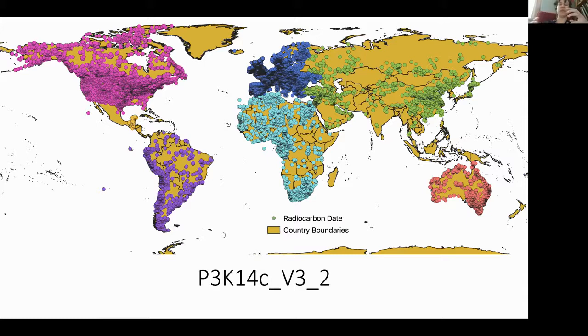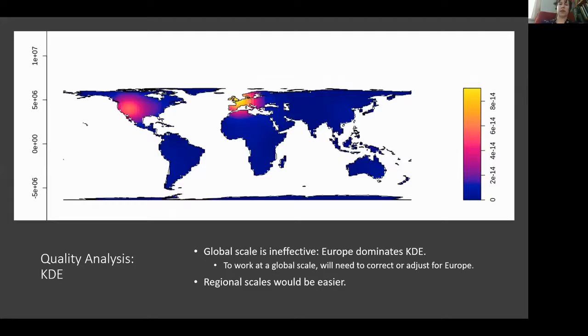This is a laborious process, and now that we've gotten this, the next step is essentially to construct some form of quality analyses to see at what accuracy we can actually analyze these data. And because we have a global data set, we started from a global scale. So this is a kernel density model. It's constructed using the default kernel density radius that Mark selected.